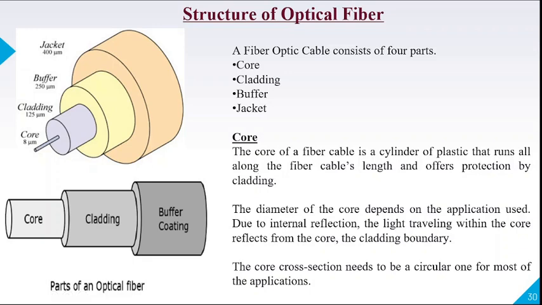Core. Now the core of a fiber cable is a cylinder of plastic that runs all along the fiber cable's length and offers protection by cladding. The diameter of the core depends on the application used. Due to internal reflection, the light traveling within the core reflects from the core and the cladding boundary. The core cross section needs to be a circular one for most applications, and the diameter of the core changes depending on the application.